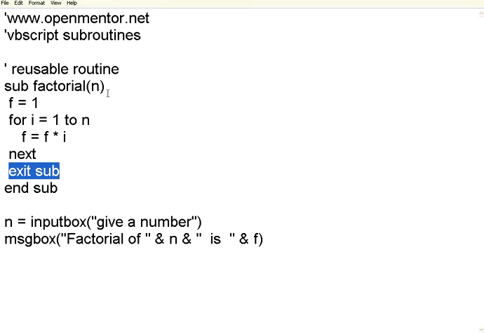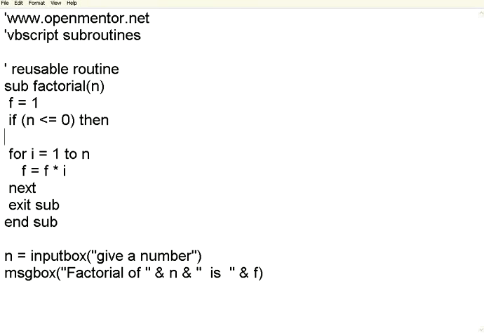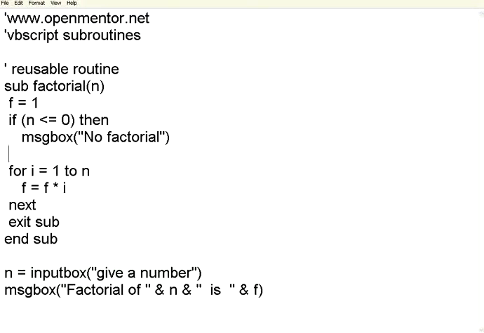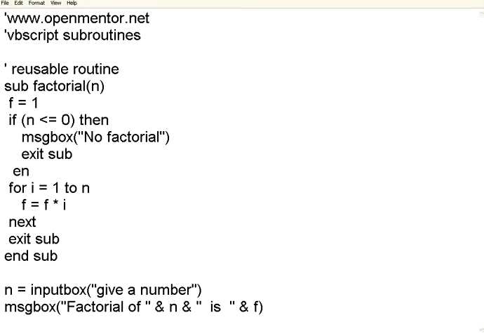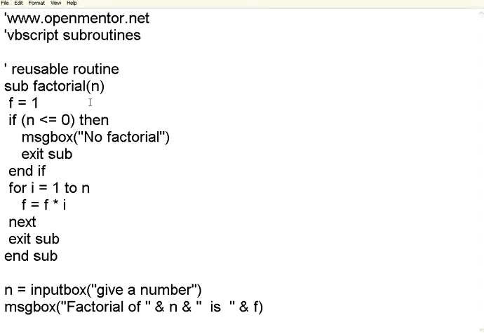So in case I want to exit out of this place, I can always say if n is less than or equal to 0, then I would say MsgBox no factorial, and then I would say exit sub. So if you want to exit in between, you can use exit sub.